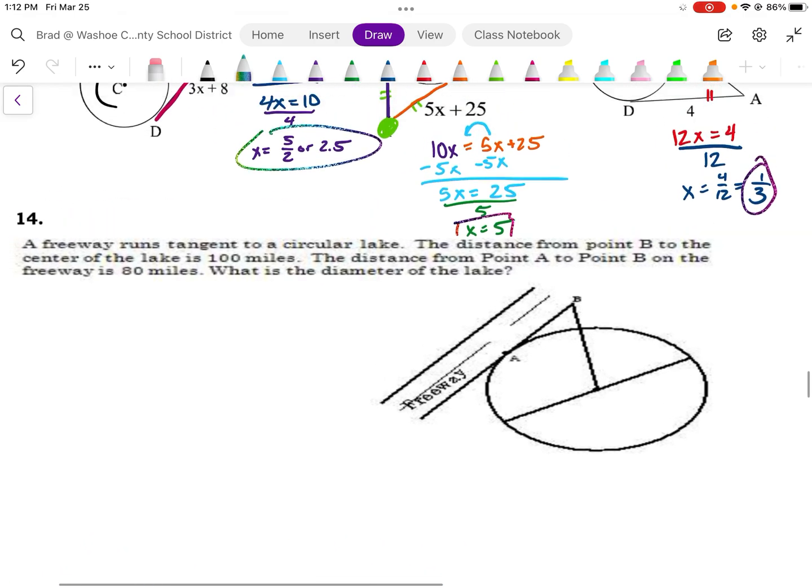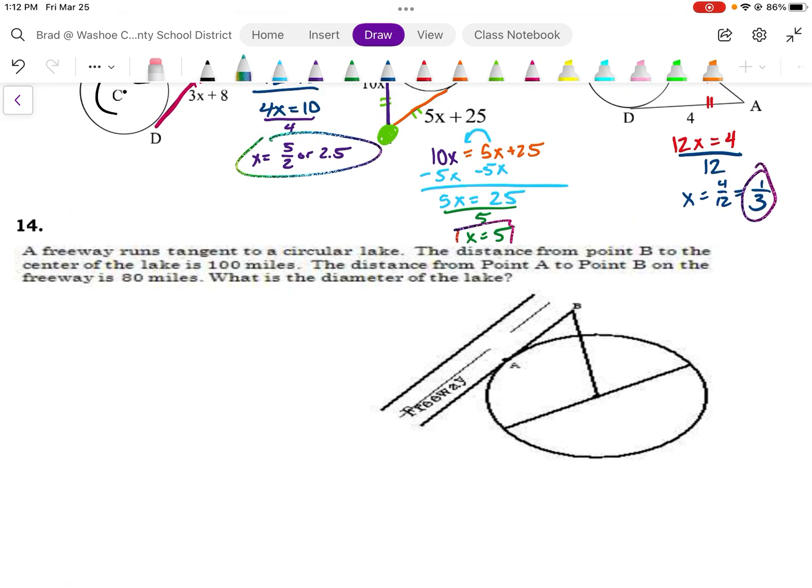We have this little circle here. This is a very common problem that you see on your final. They love to ask this question a lot. So that's why we're putting it on our notes. So it says, a freeway runs tangent to a circular lake. So clearly, if it's going to be tangent to the lake, I only see one tangent. So since I have one tangent, it's not going to be a party hat situation. If it's at this part at A, then that means we're going to have some 90-degree action.